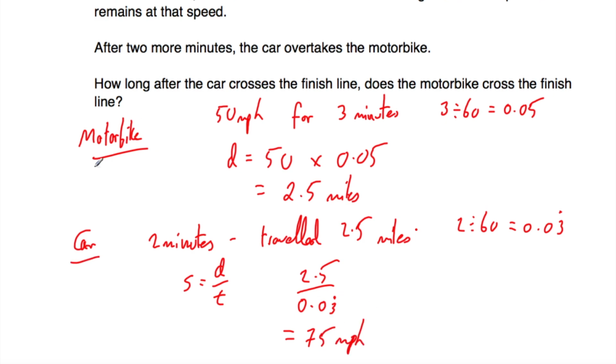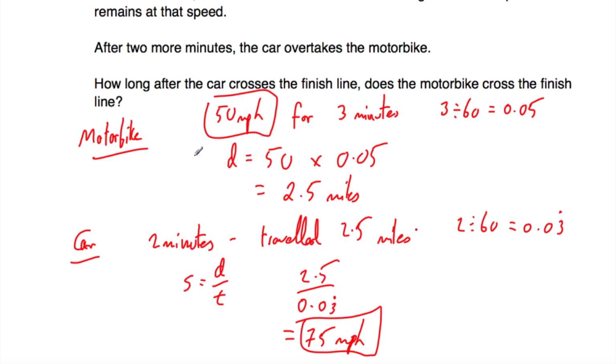So that's fantastic. We now know the speed that the motorbike's travelling, which is 50 miles per hour, and we know the speed the car's travelling, which is 75 miles per hour. But also remember the car started a minute after the motorbike, so that's going to be important as well. Okay, so we now know the speed of both vehicles, 50 miles per hour and 75 miles per hour. Let's see how long it takes each of them to travel the 8 miles.